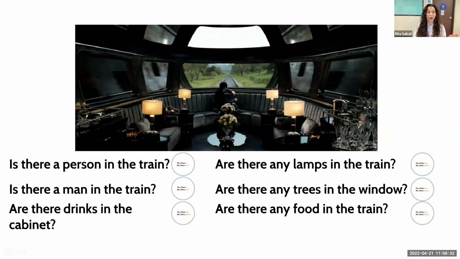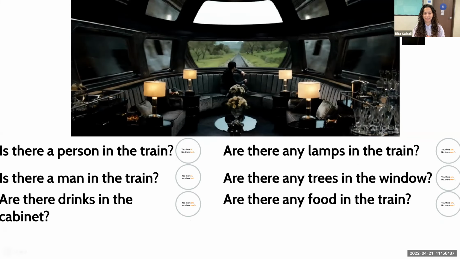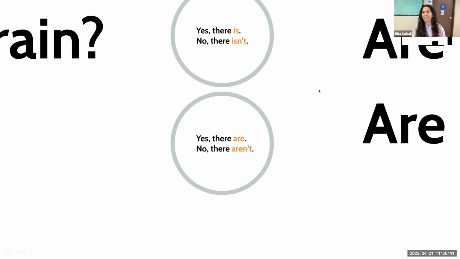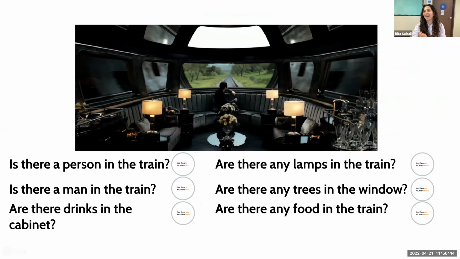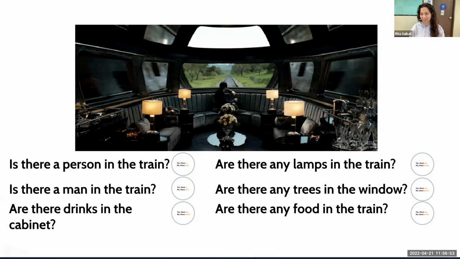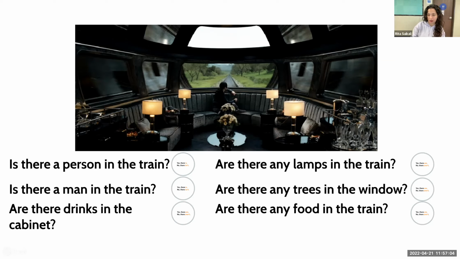So then the question is, are there drinks in the cabinet? Yes, there are. And then the negative would be, no, there aren't. There are. I see it. It's right there. This is where it is. These are the drinks. Are there any lamps in the train? Yes, there are. Are there any trees in the window? Yes, there are. And then the negative would be, no, there aren't.